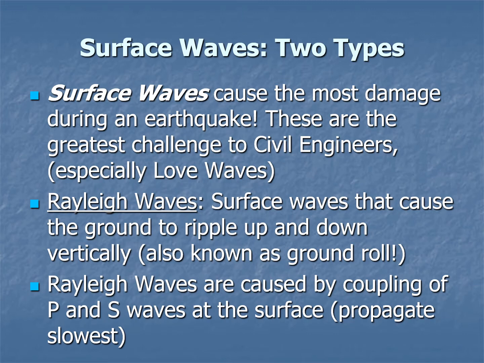That is an extra credit question. But we'll begin with the Rayleigh waves, and these are named for scientists who worked on them and studied them. That's Rayleigh, not Raleigh. Rayleigh waves are surface waves that cause the ground to ripple up and down vertically, also known as ground roll. You do not need to know that the Rayleigh waves are caused by the P and S waves together. The Rayleigh waves are the slowest, and that's just kind of an interesting thing.